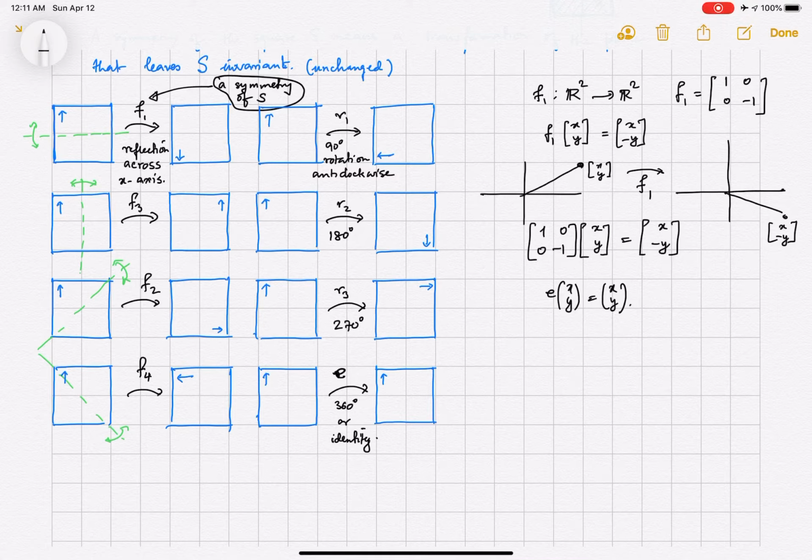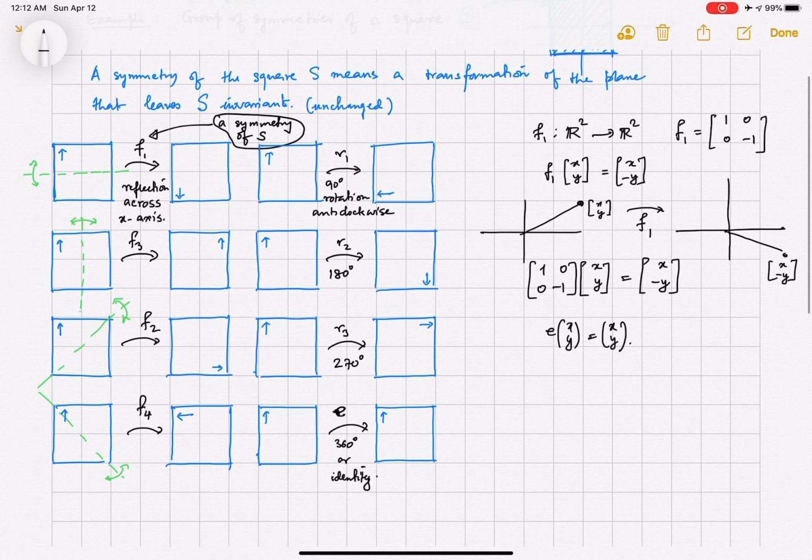Then I claim that these are the only what are called linear transformations that you can do to the square that would keep the square invariant. Well, if I give you these transformations that take the square to itself, you could presumably cook up some new transformations by applying them back to back.